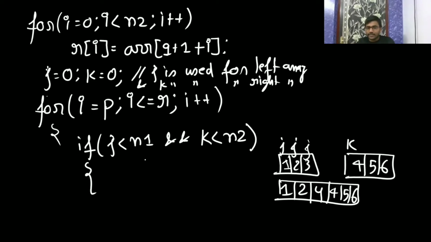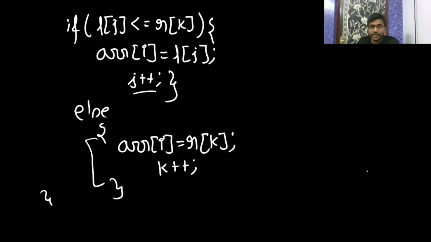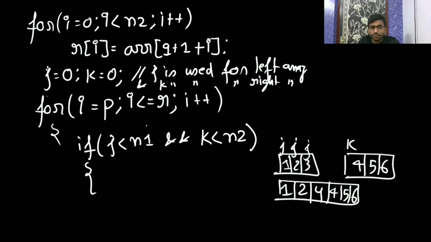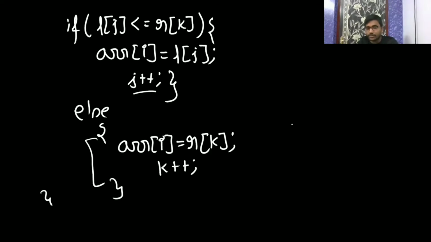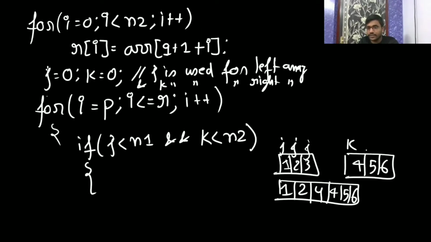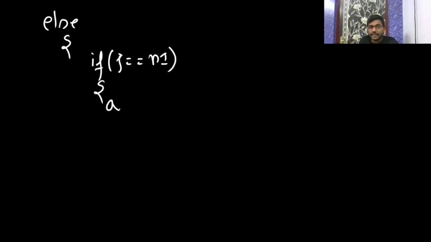After that, when this condition is false, meaning you have inserted all the elements of either the left array or the right array, now we need to check in the else part. We check if j equals n1, meaning j, which I am using for the left array, has reached n1. It means your left array is finished and you insert all the elements of the right array. So in the array you insert at the right index, which is k, and increment k plus plus.